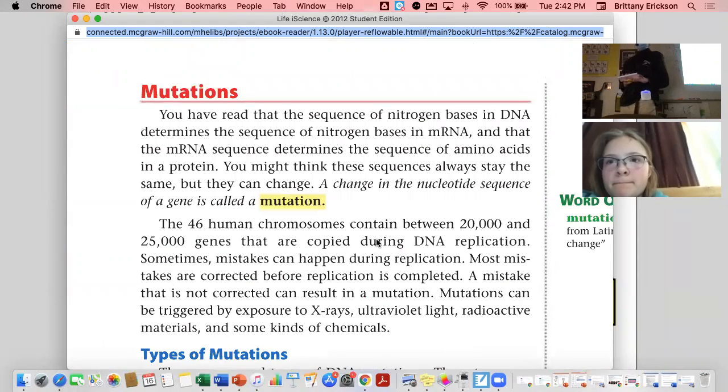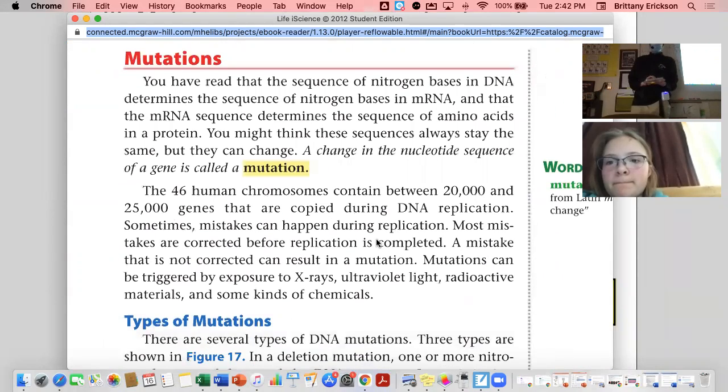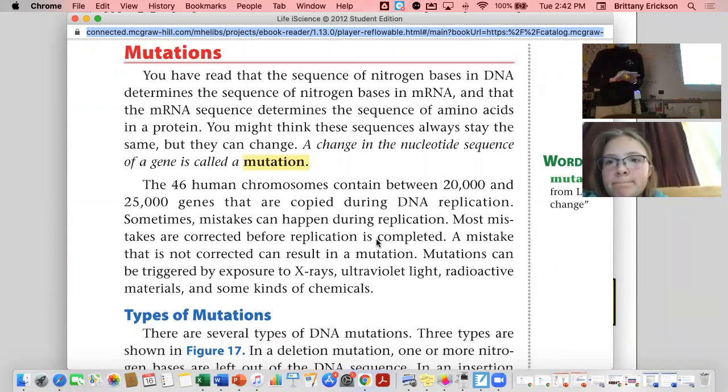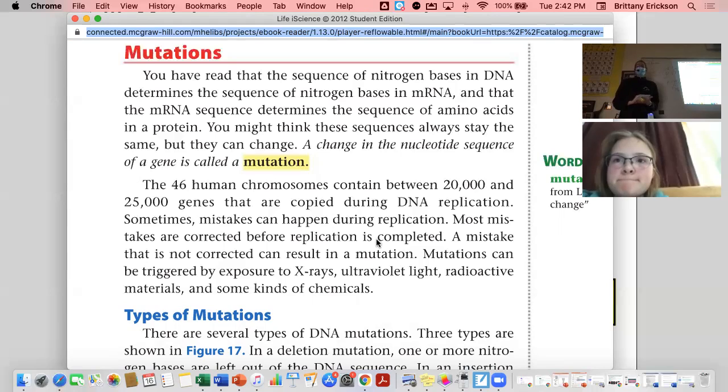Page 175, mutations. You have read that the sequence of nitrogen bases in DNA determines the sequence of nitrogen bases in mRNA, and that mRNA sequence determines the sequence of amino acids in a protein. You might think these sequences always stay the same, but they can change. A change in the nucleotide sequence in a gene is called a mutation.